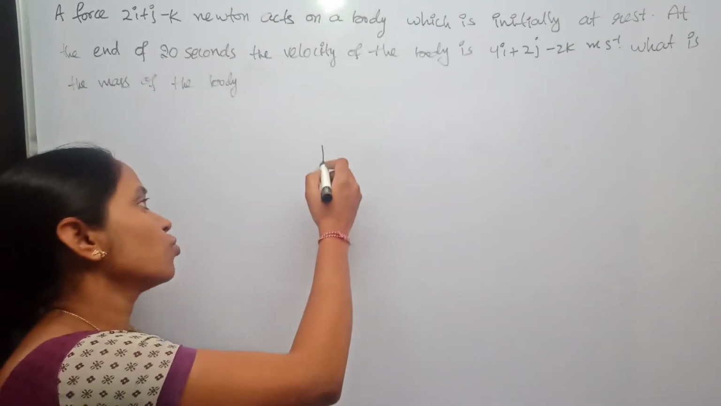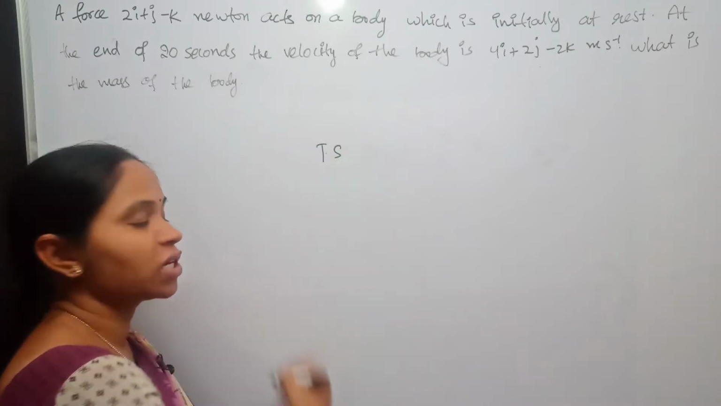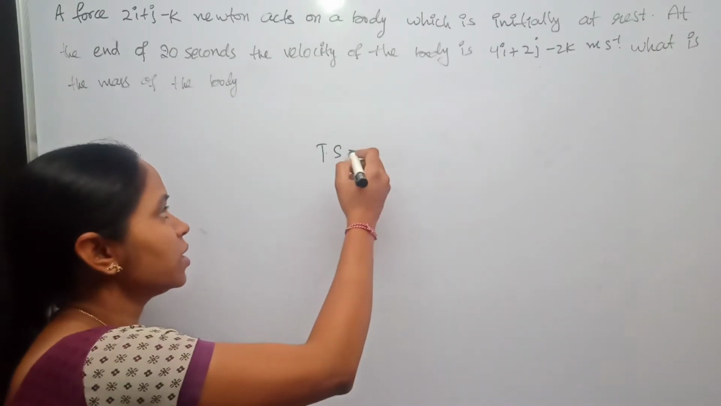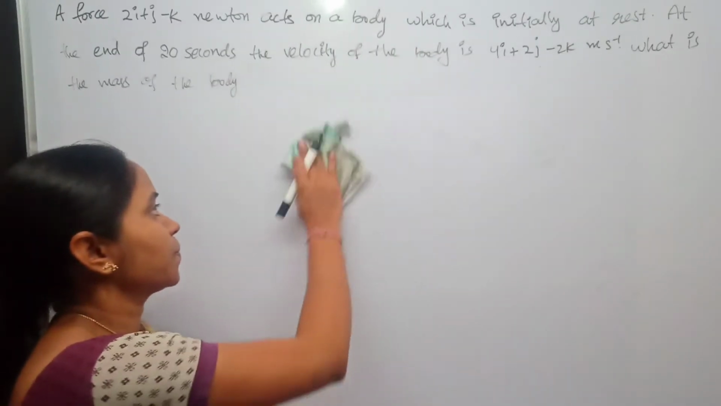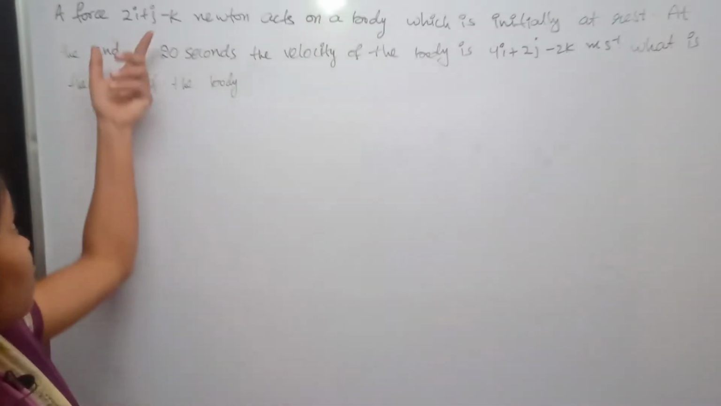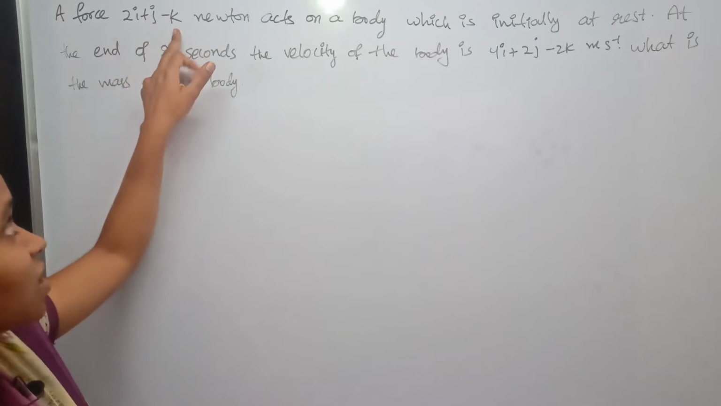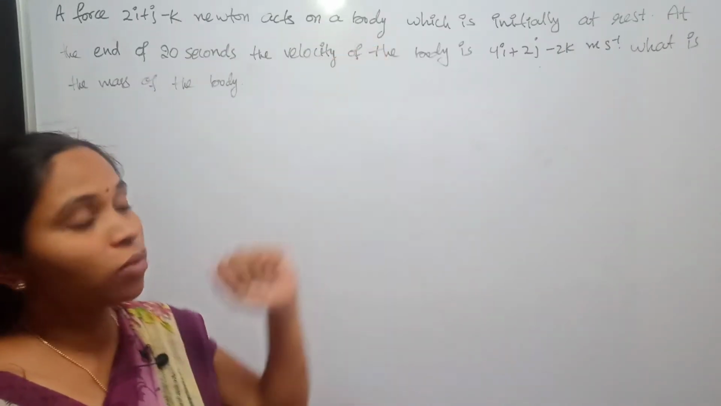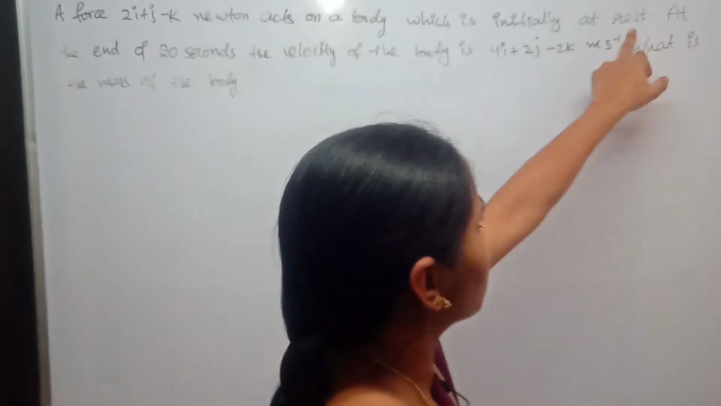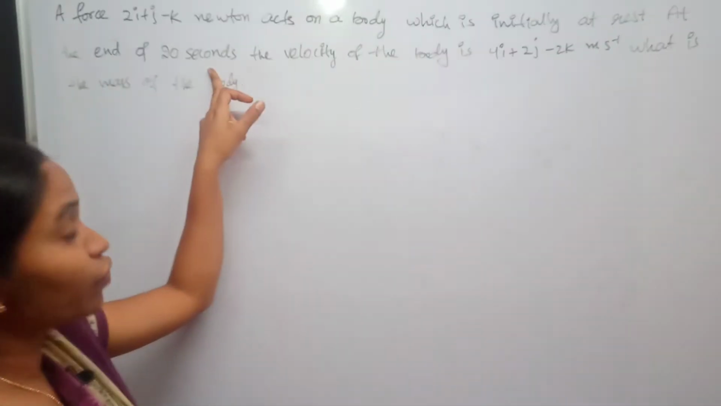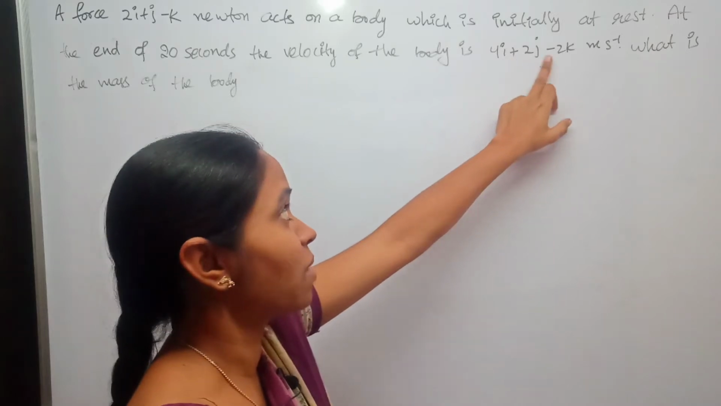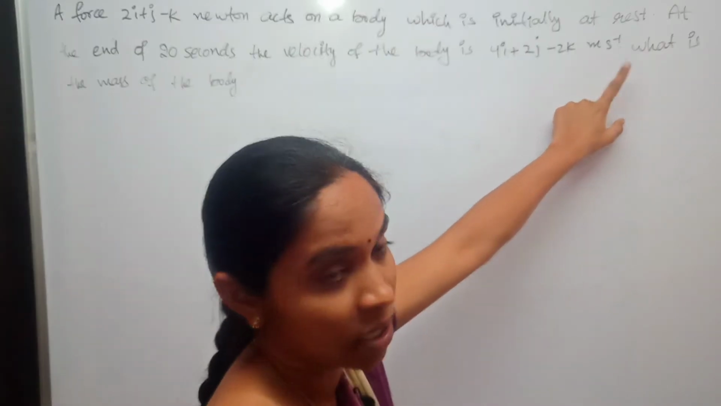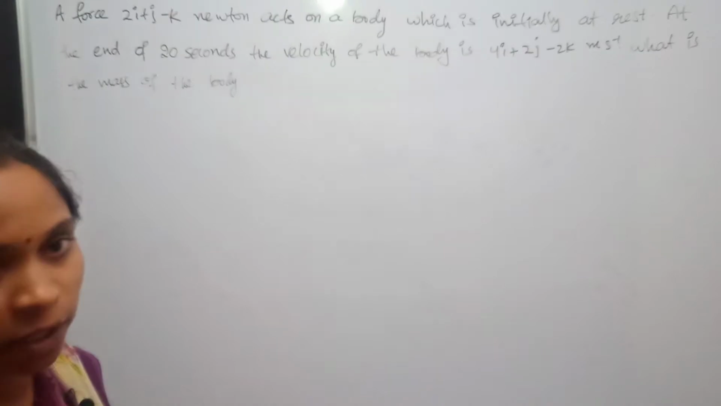In this lecture I am going to explain one more important short answer question for your TS intermediate first year IPE examination. And the question is: a force 2i plus j minus k newtons acts on a body which is initially at rest. At the end of 20 seconds, the velocity of the body is 4i plus 2j minus 2k meters per second. What is the mass of the body?